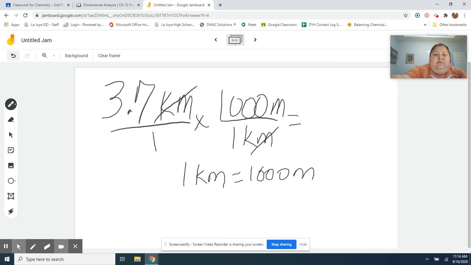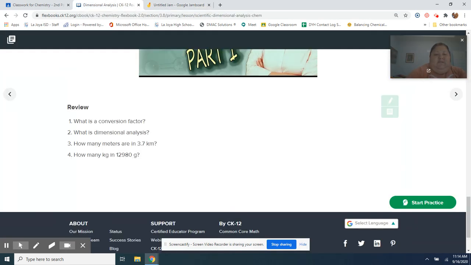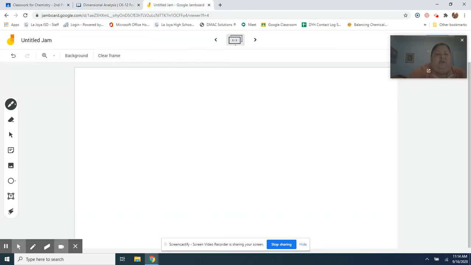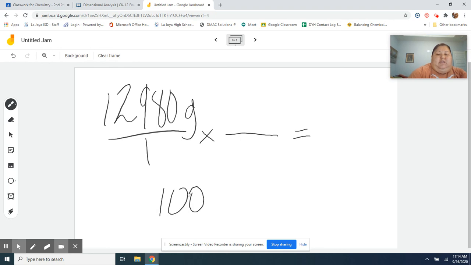For the next one, and you could pause it right here, but I'm just going to clear it. For the next one, they give you 129.80 grams. So you have 129.80 grams. Remember, always put it over 1. I am going to tell you that 1,000 grams is equal to 1 kilogram. Okay? I'm not going to help you with this one. It's very similar to what we've been doing.